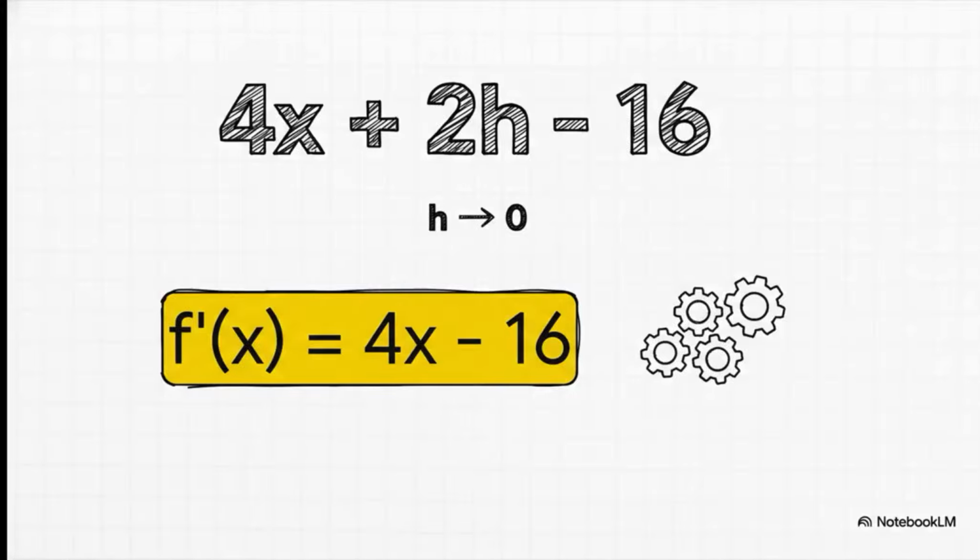That 2h term just disappears, and we are left with our answer. The derivative of our original function is 4x minus 16. We've built our slope-finding machine.